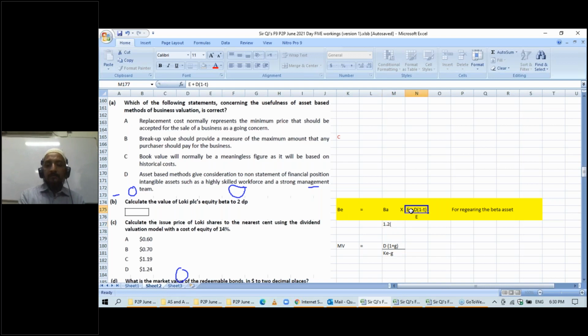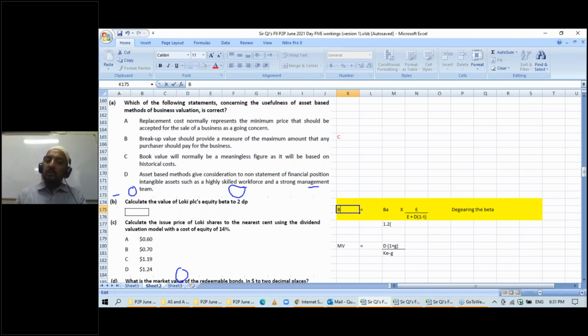Students, the formula is to be used for de-gearing the beta. The formula is as follows: value of E upon E plus D(1 minus T). Let me explain this question. The Loki company is fully equity financed. Listen to me carefully. The Loki company is fully equity financed. It is ungeared, right? And the Q company is the proxy company, which is geared.